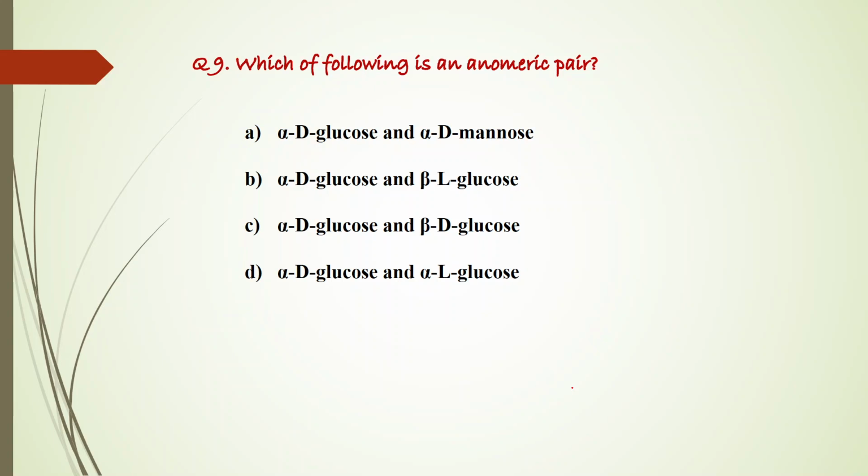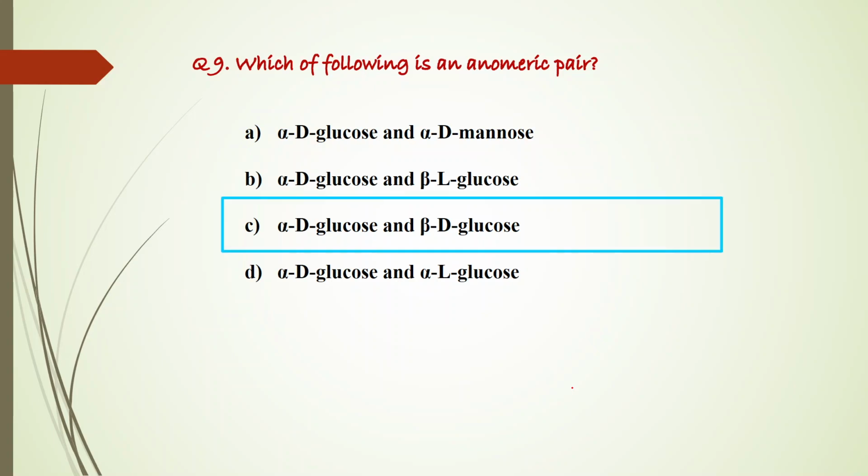I have two answers. Yes, absolutely. The correct option is option number C. So what are anomers? So first of all, the option number 1. Okay. Option number 1.